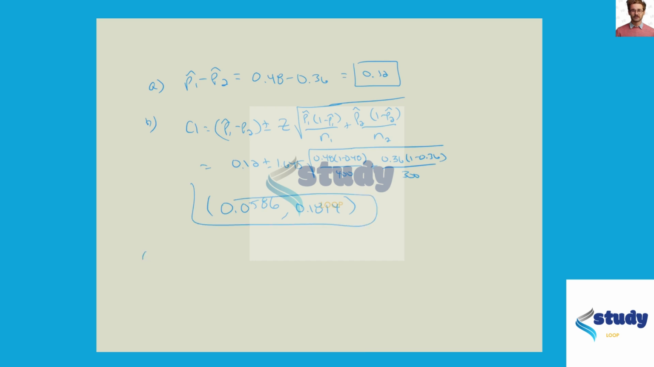The only difference then in C for a 95%, we're going to use 1.96 instead of the 1.645. That's what the standard normal table would say, and so that becomes 0.0469 for the lower boundary and 0.1931 for the upper. As we increase the confidence, it widens the interval.